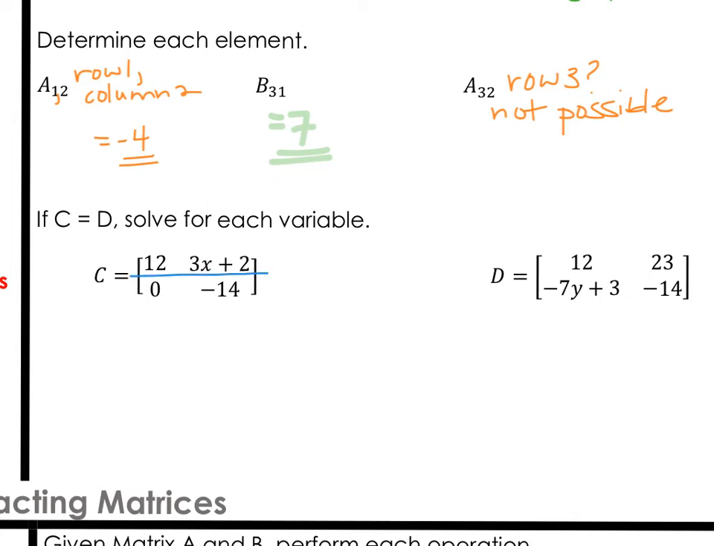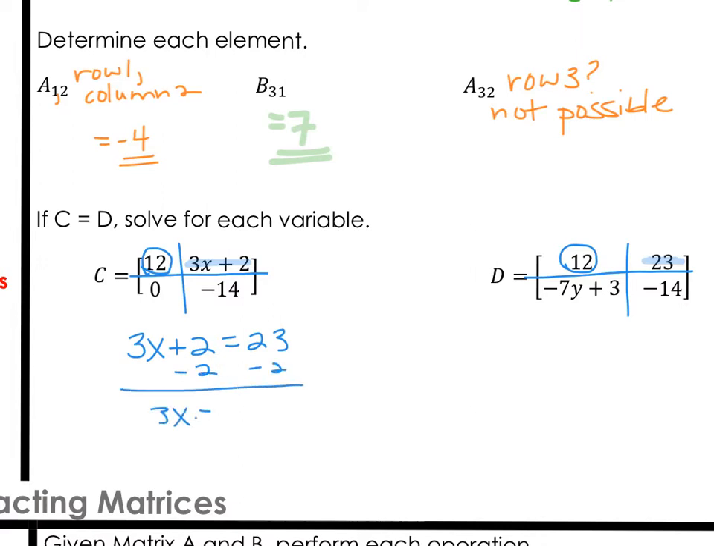Well, if we split this up into rows and columns, you can see that there are already some elements that match up. In row 1, column 1, we have 12 in matrix C and 12 in D. There's no variable there, so we don't have to do anything with that element. In row 1, column 2, we have 3x plus 2 in matrix C and 23 in matrix D. What we can do with that is set those locations equal to each other. And that will allow us to solve for x. To get x by itself, if we move 2 to the other side, we get 3x is equal to 21. Divide both sides by 3, and x equals 7.